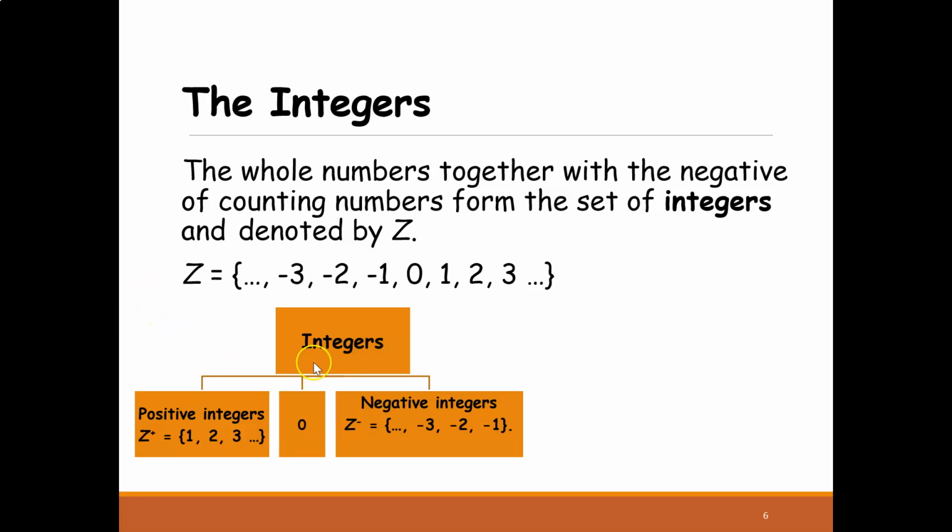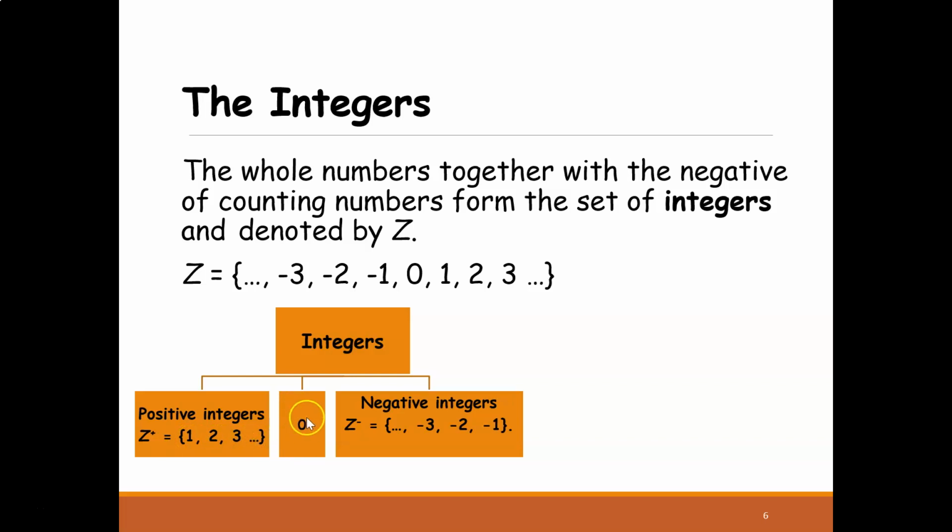Okay, let's see the relationship. Okay, integers, we have positive integers denoted as Z, and then we have a positive superscript. Dekat atas dia ada Z plus. Okay, then we have positive integers which is 1, 2, 3 and so on and so forth.